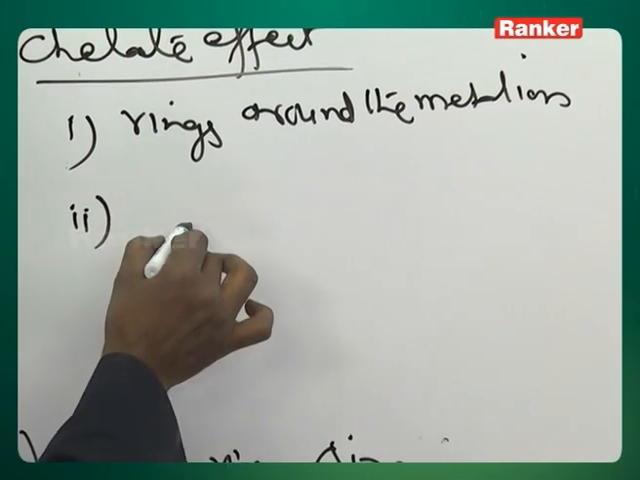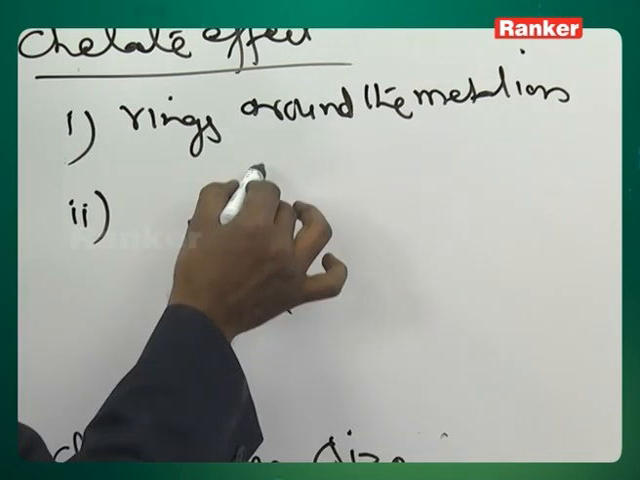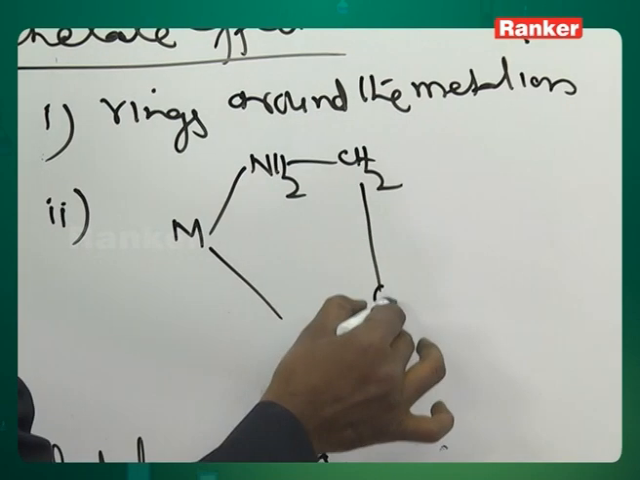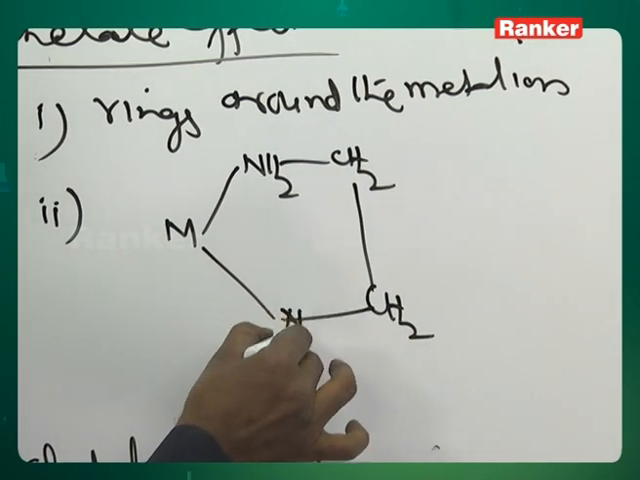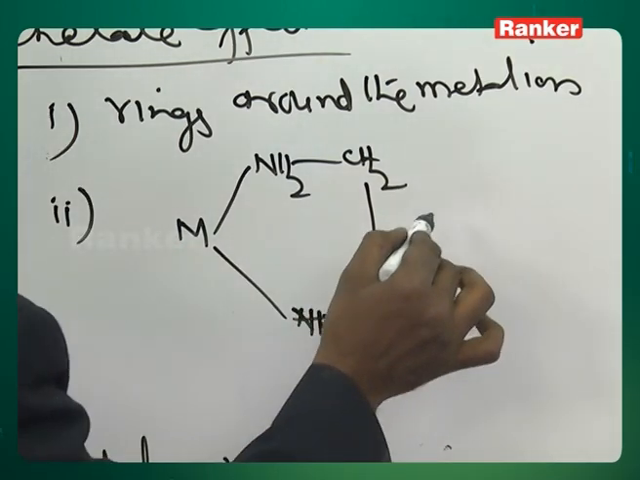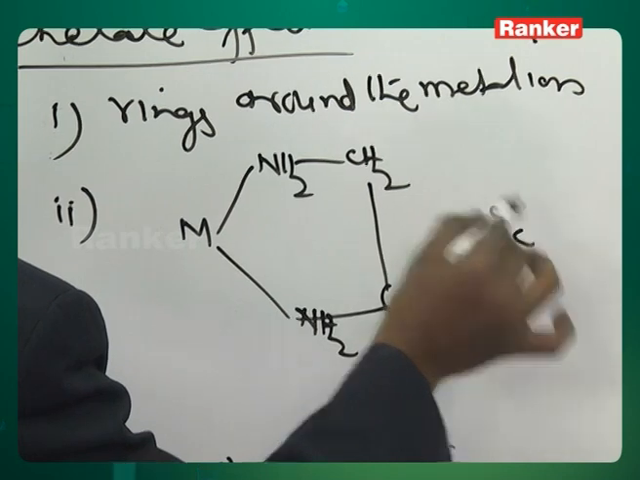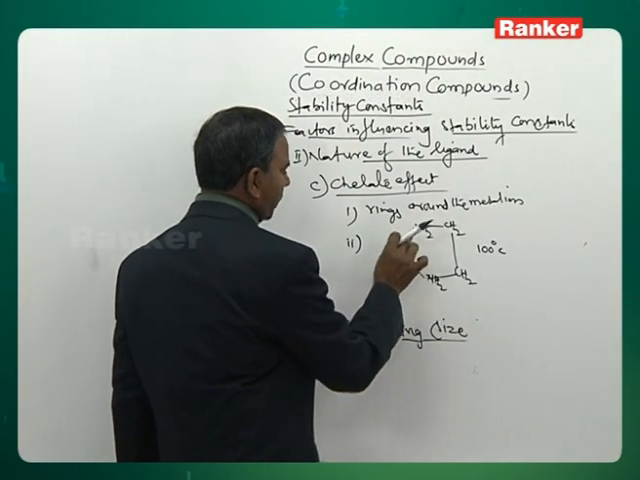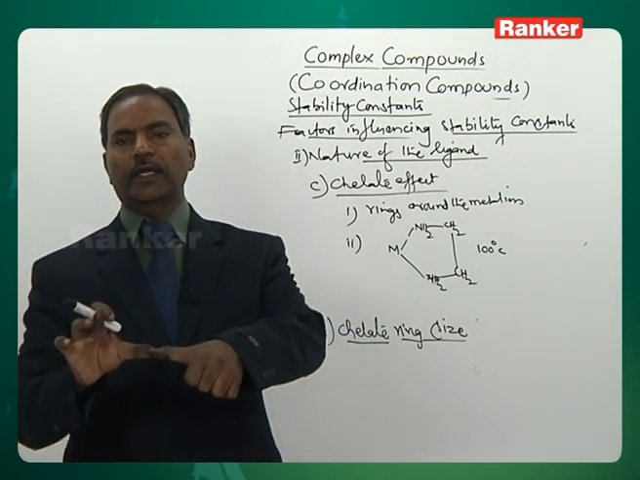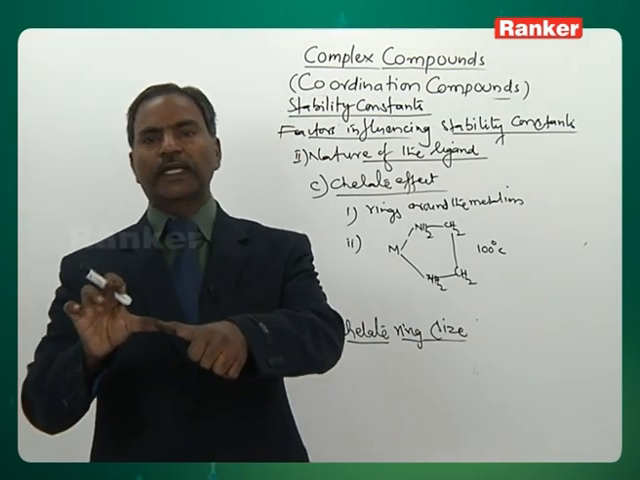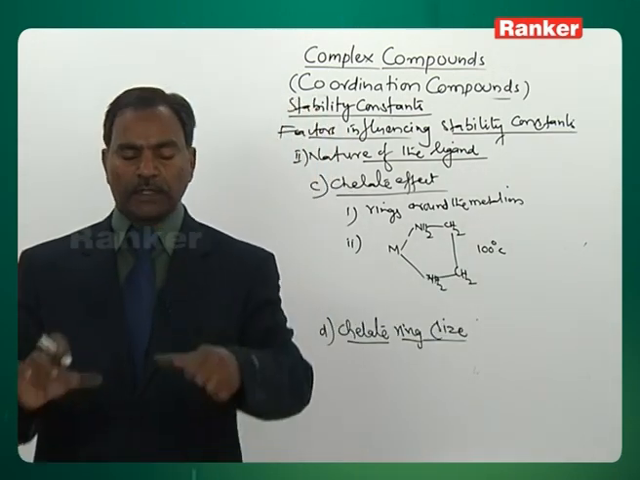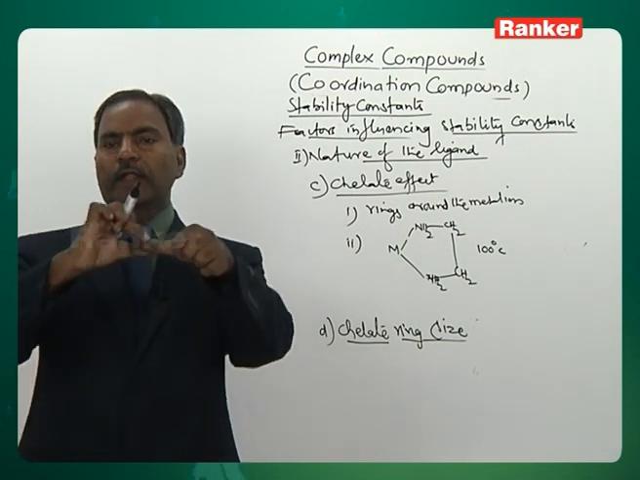Second one, metal to ligand, all the bonds may not be broken simultaneously. Now, suppose this particular complex you are heating to 100 degrees centigrade. One of the bonds is breaking, while the other bond is still intact. So out of two bonds, one bond is breaking, the other bond is intact. Suppose you are lowering the temperature from 100 degrees to 50 degrees. Then the broken bond will reform and we get the complex.